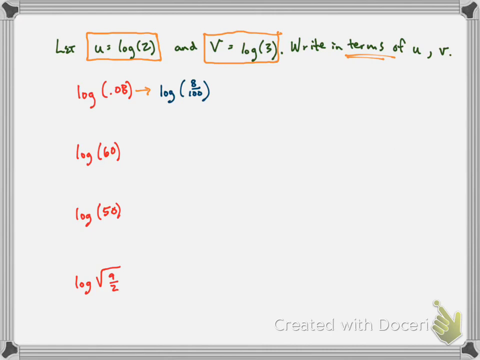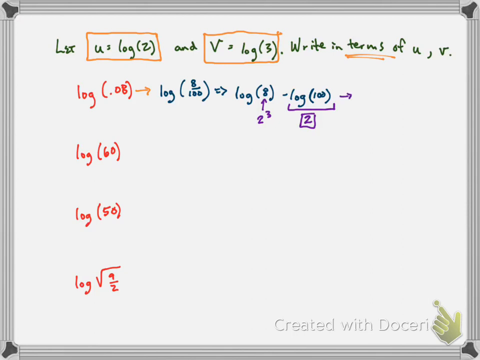And I can rewrite this, we know that we can separate it as the log of 8, subtract the log of 100. Okay? Now, if you think of 8 as a power of 2, then we have the log of 2 to the third. And if you think of the log of 100 as an exact value, recall that the log of 100 is actually 2. We know that from our discussion in class.